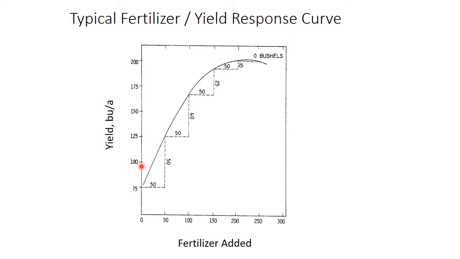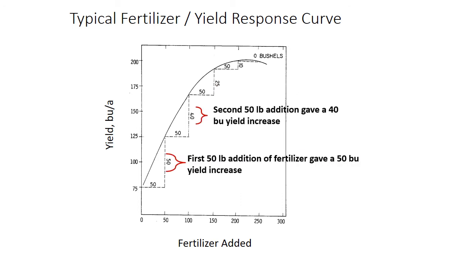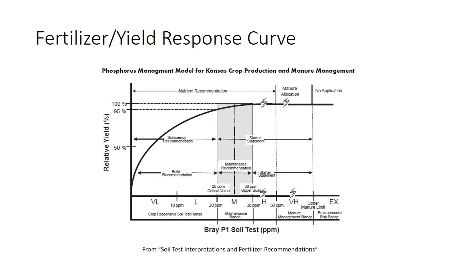But there is sort of a law of diminishing returns. So the first 50 pounds of fertilizer added, we had a 50 bushel per acre increase. Next 50 pounds, 40 bushels. Next 50 pounds, 25. And so we get less and less return with each additional 50 pounds of fertilizer that was added. So that is sort of normal for what we see for our response curves. From 50 to 40 to 25, and eventually we don't get any additional benefit from adding more fertilizer.